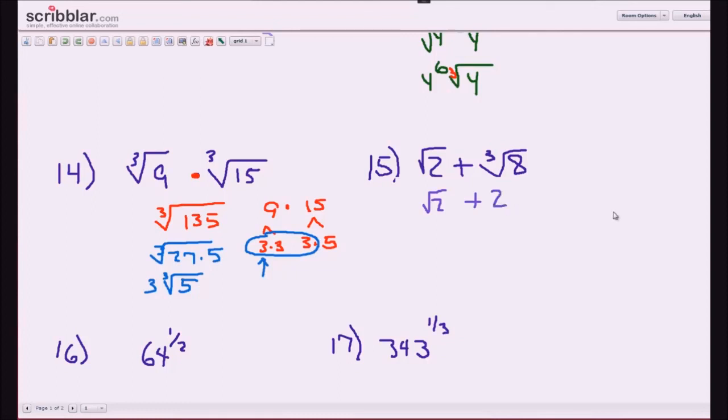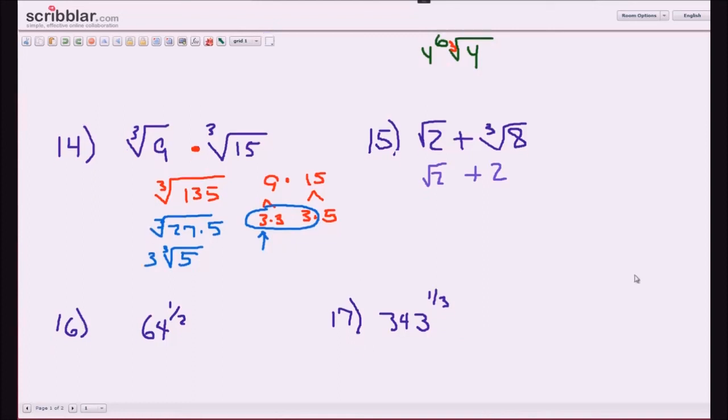Thing is, can't do anything else with that. One's a root sign and one's just a number. Can't do anything to it. That one's actually all done. Alright. Now let's just keep modeling here.